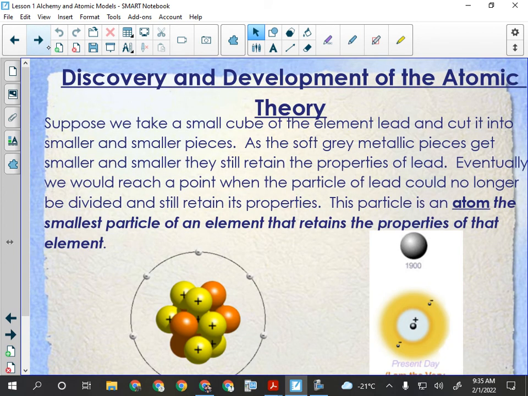All right, so let's go back to this idea of having like a big chunk of lead. Okay? So if I've got a big chunk of lead, all that's in it is what?